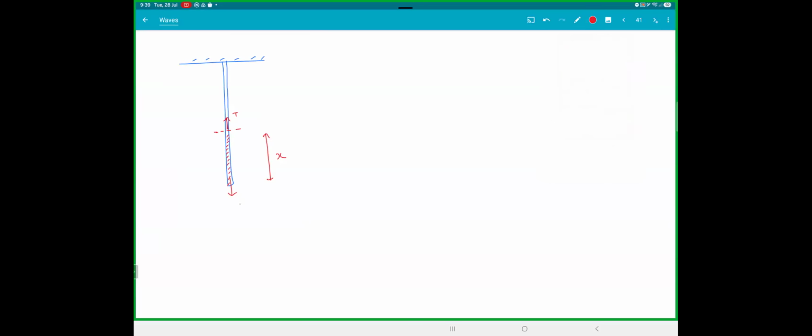And what is the weight of this rope? Mass m by L into x, that is the total mass into g. So tension in the rope is mg x by L. So tension is not constant. As you go higher and higher, tension will keep increasing.